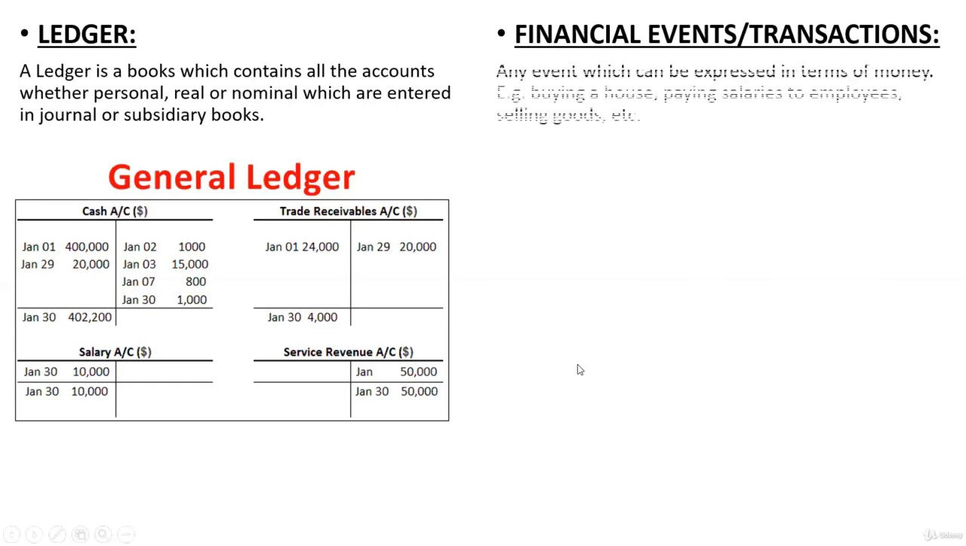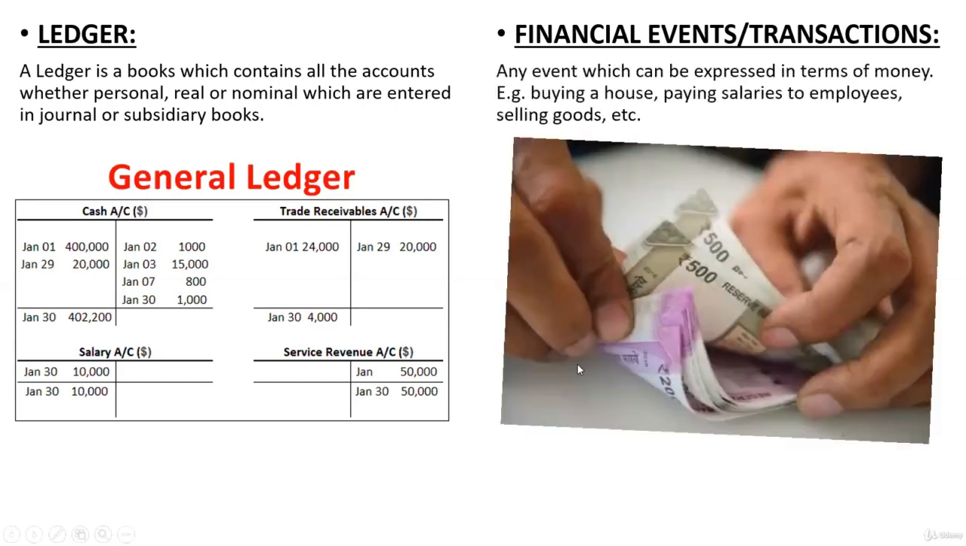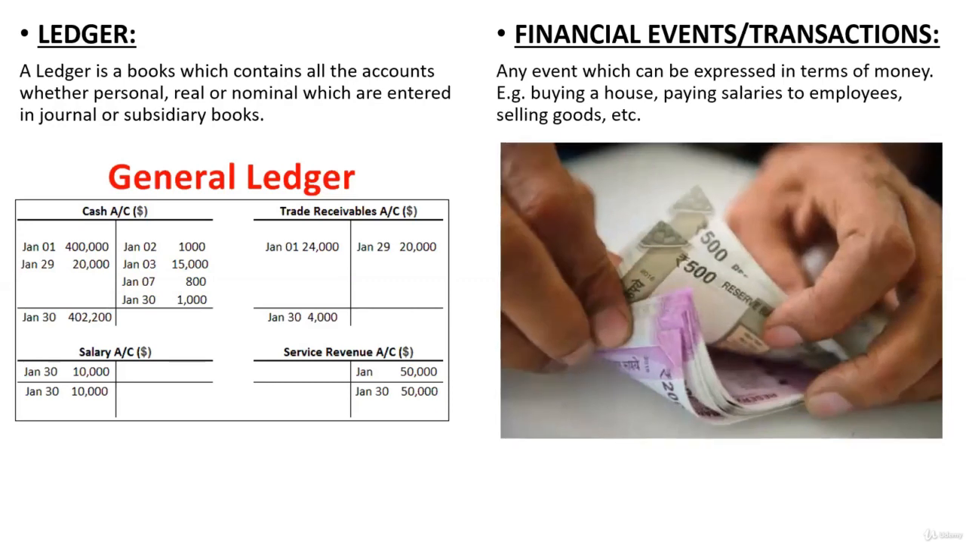Now the next is financial events or transactions. See, any activity in your business that can be expressed or defined in terms of money is known as a financial event, or we can say a financial transaction. For example, our company sold goods for rupees 20,000. So can this transaction be recorded in the books of accounts? Yes, we can record this transaction as it can be expressed in terms of money. So this is a financial event.